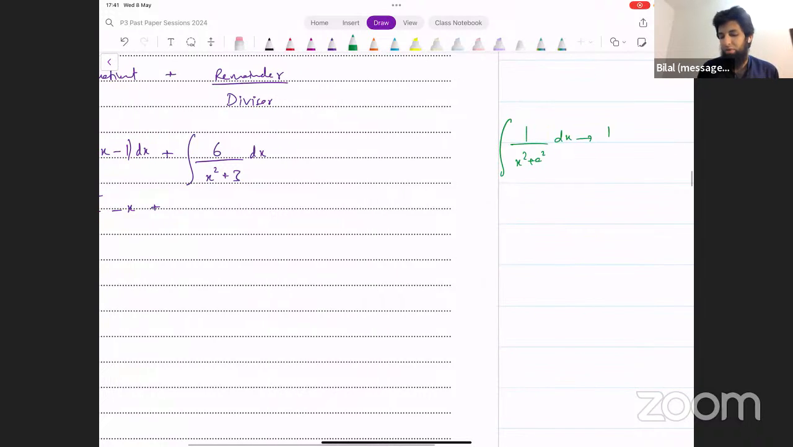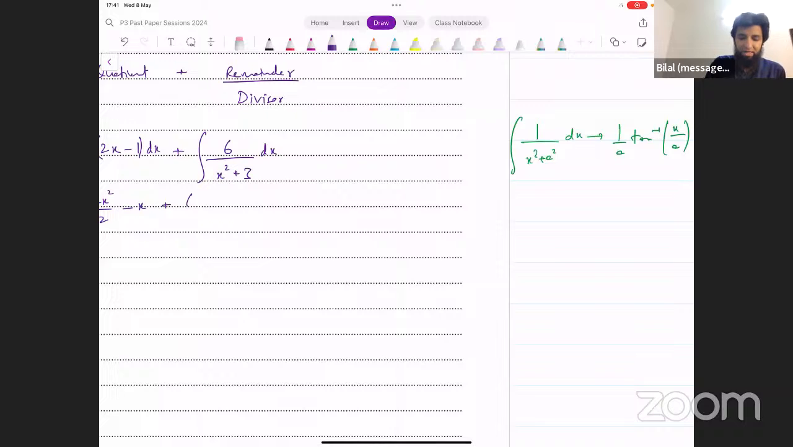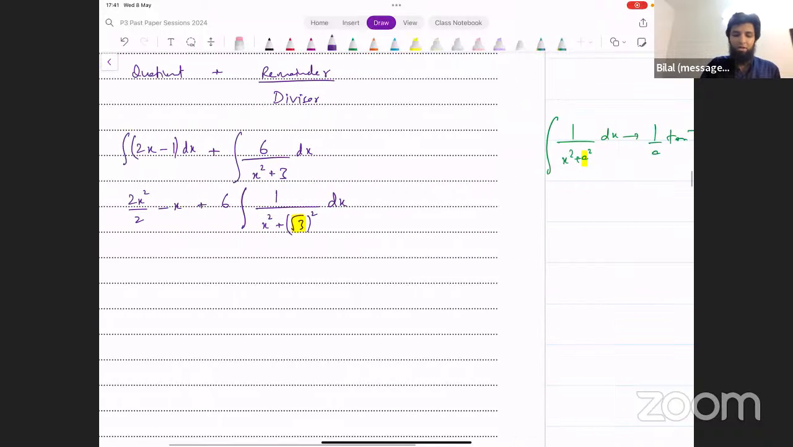The integral of that is 1 over a into tan inverse of x over a. All we have to do is, if we want, we can write 6 outside, and then inside we would be left with 1 over x squared plus 3. 3 can be written as under root 3 whole squared, right? Now if you compare the two forms, in place of a you've got under root 3, and you can apply the tan inverse rule now.